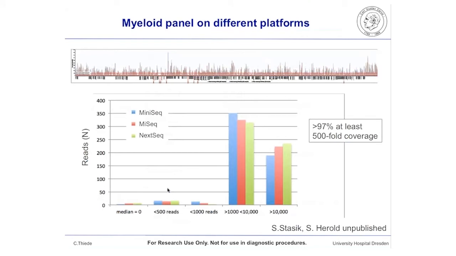When we look at the coverage, the results were very reproducible, and you can see here that for 97% of the amplicons in the panel, we get more than 500-fold coverage. And this is true on all 3 major platforms where we do the majority of the runs. So the results are assay-specific and not platform-specific.